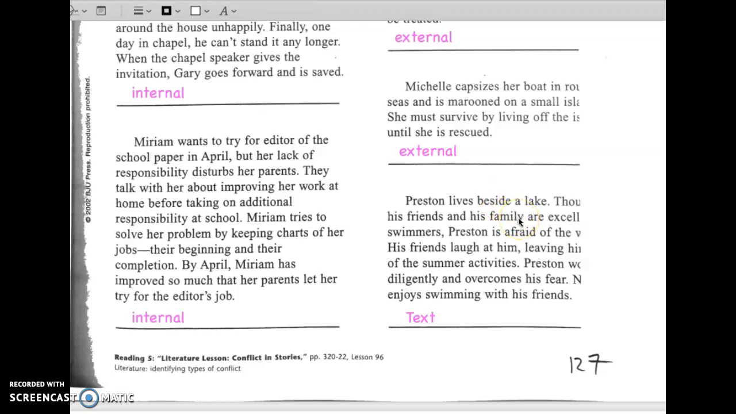Preston lives beside a lake. Though all his friends and his family are excellent swimmers, Preston's afraid of the water. His friends laugh at him, leaving him out of summer activities. He works diligently and overcomes his fear. Now he enjoys swimming with his friends. So fear, being afraid of something, just like Omar was scared of swimming. Internal conflict. Great job, guys.